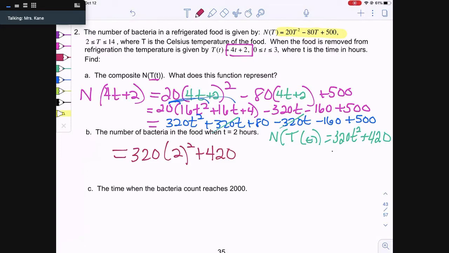Now I want to know how many bacteria are in my food crawling around after 2 hours. Bridget, how much bacteria is in the food after 2 hours? 1,700. You think that's a lot? I don't know. To me, it sounds like a lot, but I'm not a biology teacher. What do you think? I have no clue.